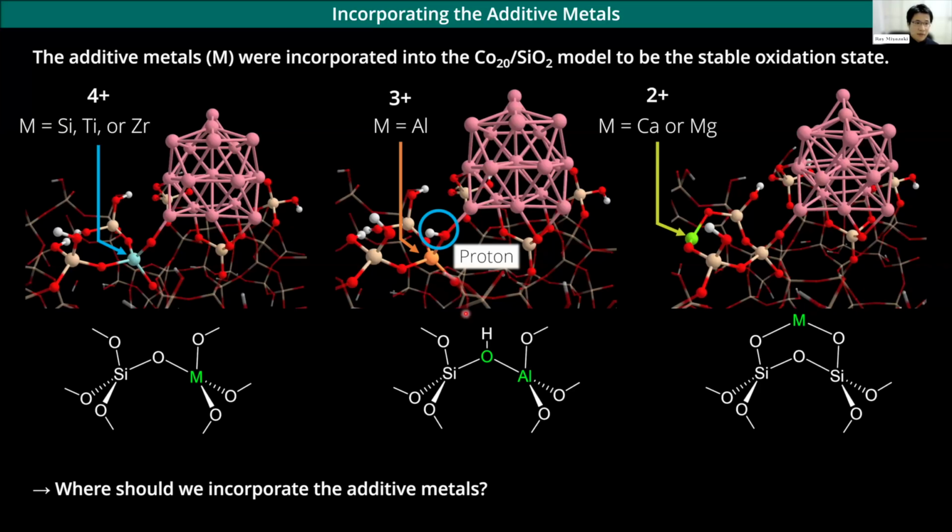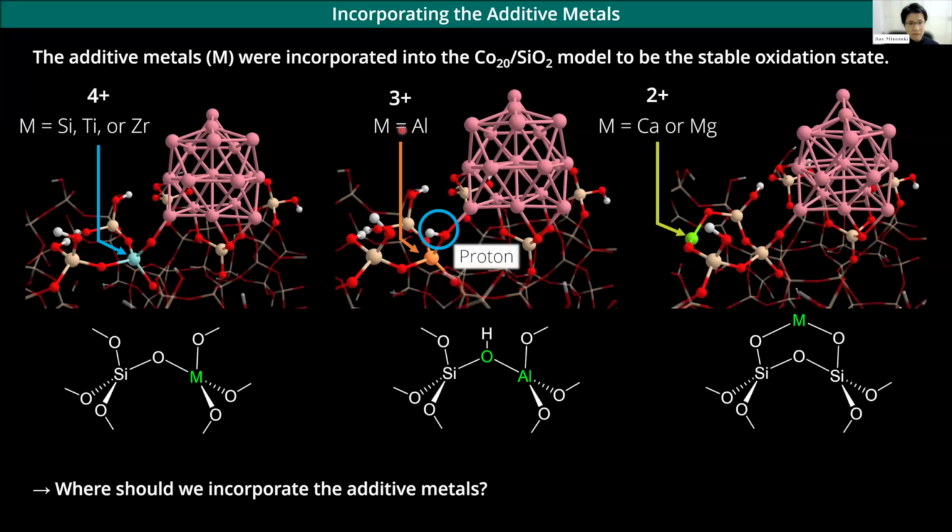So this is what I mean. I incorporated those additive metals while keeping the stable oxidation state of each metal. For example, here the original silicon, and titanium or zirconium, generally prefer to be in the 4+ oxidation state. So I simply replace the silicon atom by titanium or zirconium. Then this additive metal site interacts with the 4 oxygen atoms. That means this additive metal has the formally 4+ oxidation state.